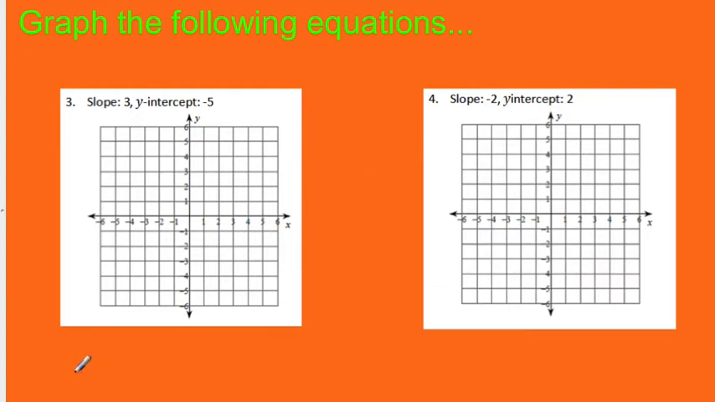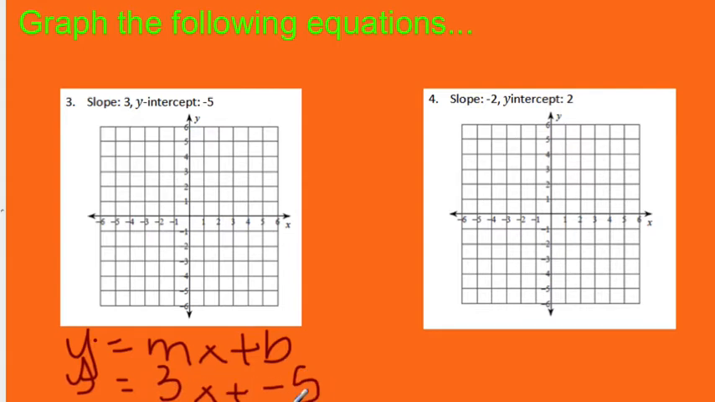So we have y is equal to mx plus b. Remember that m represents your slope and b represents your y-intercept. So we're going to go ahead and plug that in. So y is equal to 3x plus a -5. That's what slope-intercept form would look like. So the first thing we're going to do is figure out where we're crossing the y-axis, and that's at -5. So I'm going to go ahead and plot -5 on my graph.